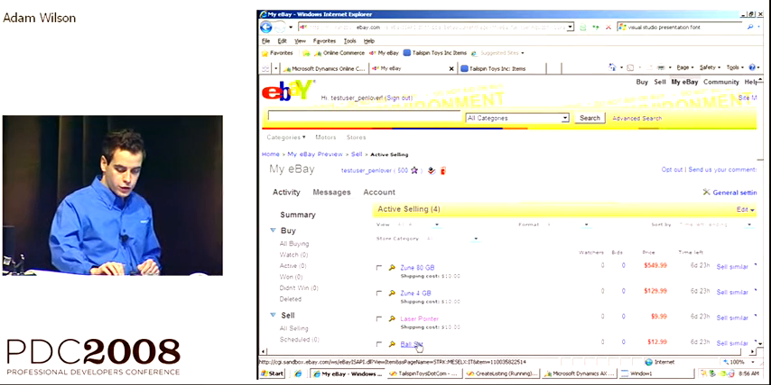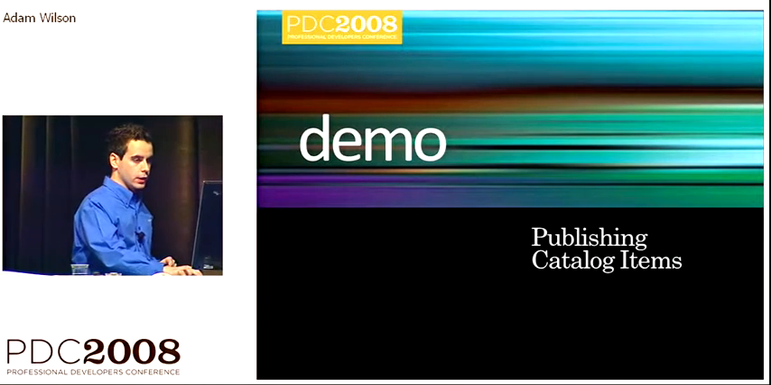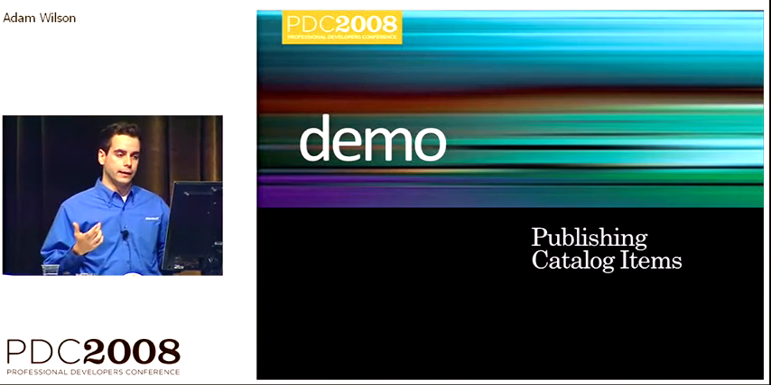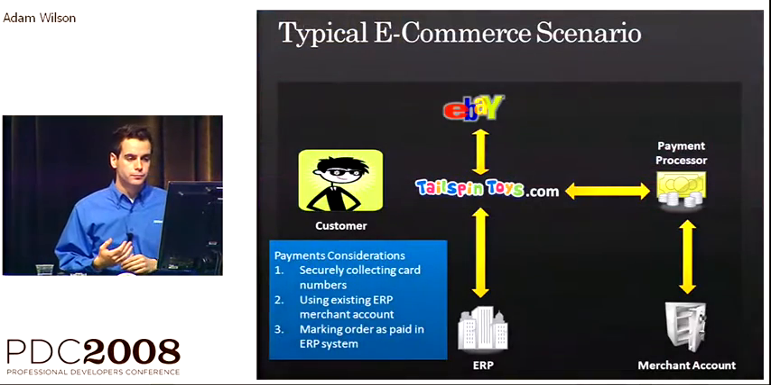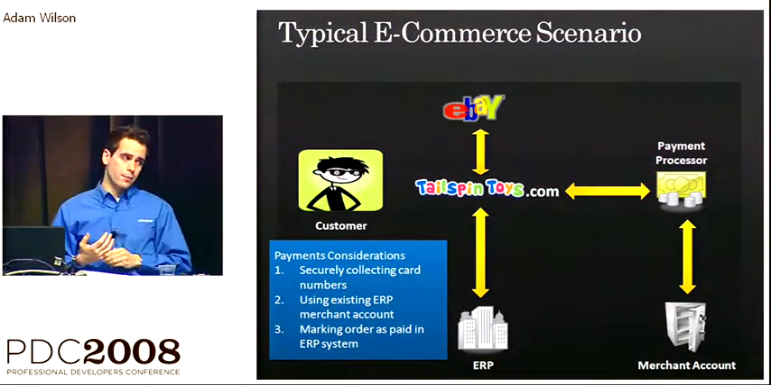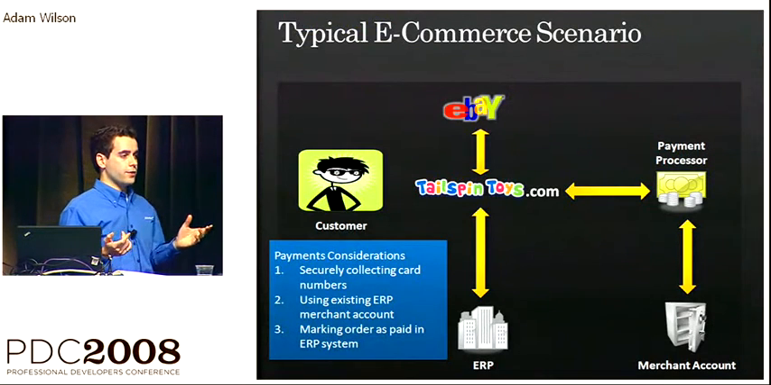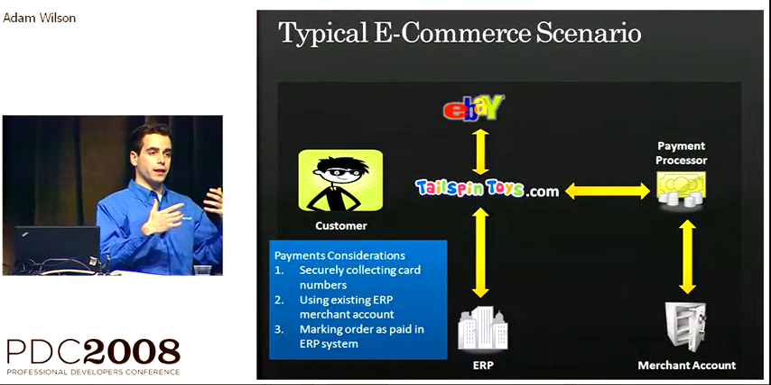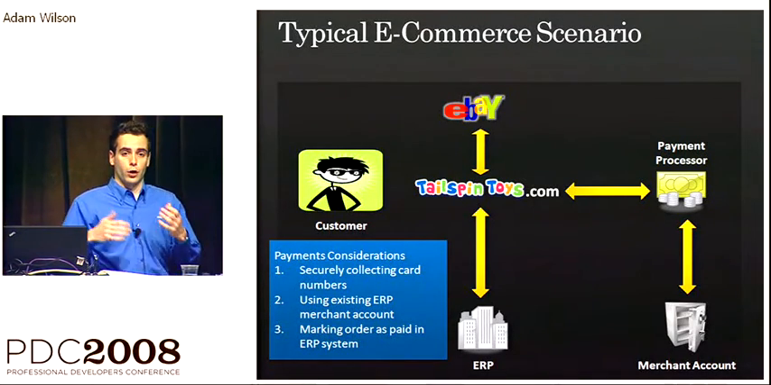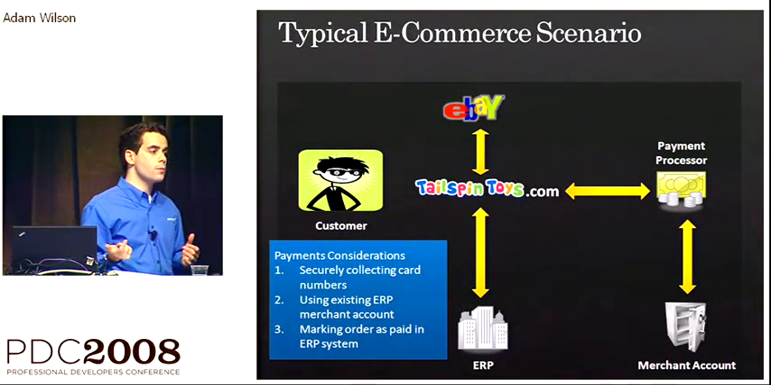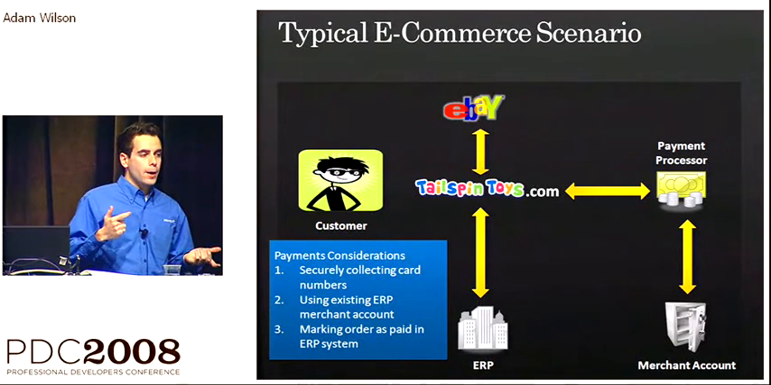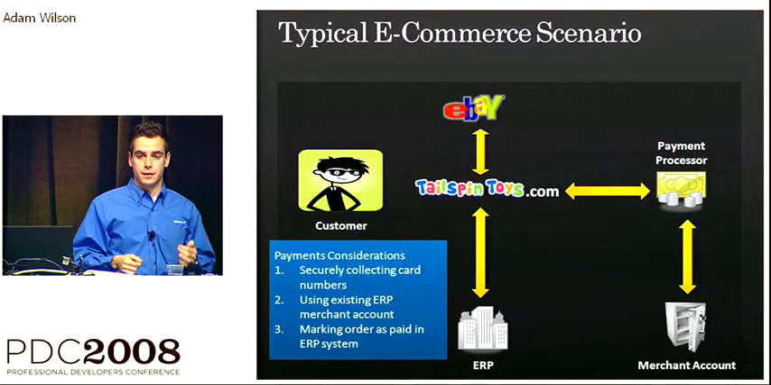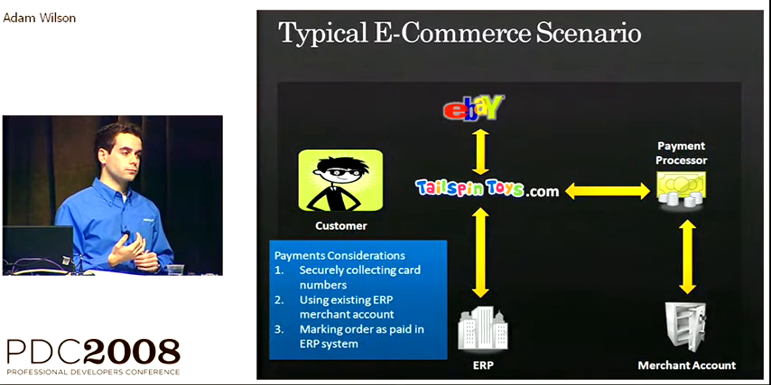So with that said, I want to switch back to the slides and look at another part of the process for creating an e-commerce solution. Coming back to the diagram, we looked at the initial interaction with the customer, which is the creating of a listing that they would see, either on a web store like tailspintoys.com or on eBay. But there's another interaction with the customer around collecting their payment, and this is the checkout process.